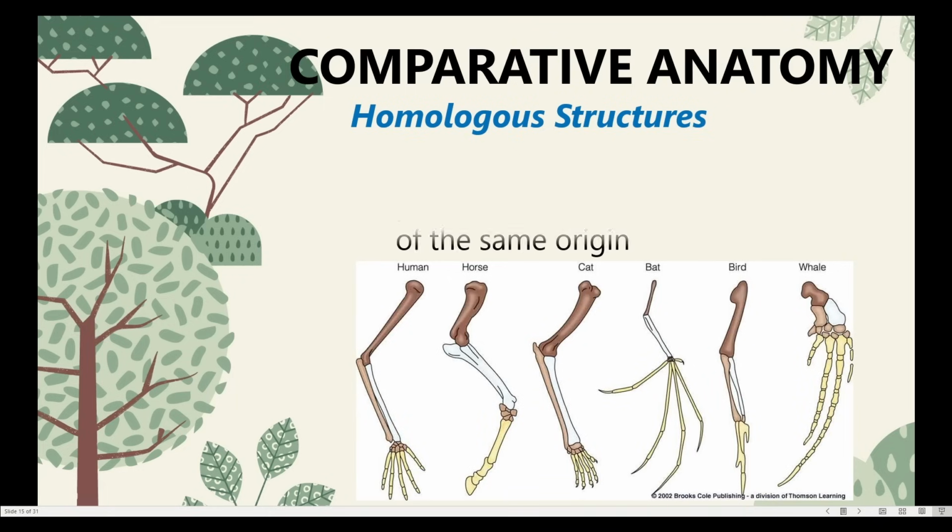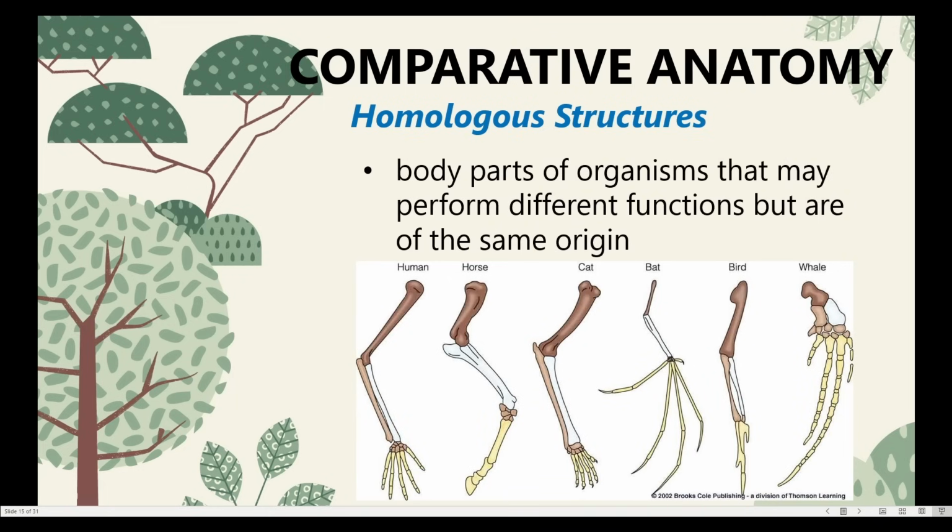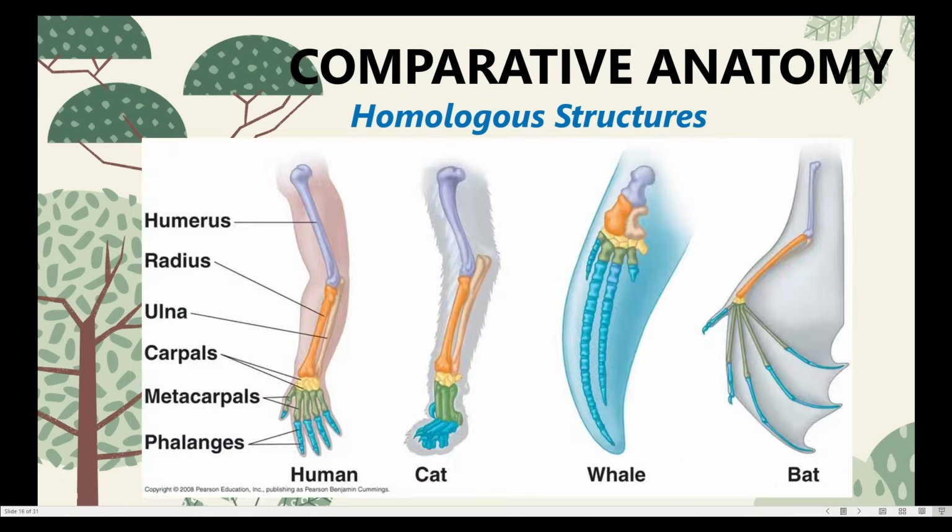Homologous structures are body parts of organisms that may perform different functions but are of the same origin. So, bakit natin nasabi na the same origin? Kasi, makikita natin na kahit iba-iba yung functions nila, yung mga parts nila, yung mga segments nila halos parehas. So parang sa tao, meron tayong upper arm, meron tayong lower arm, meron tayong wrist, meron tayong palm, meron tayong fingers. Cats, whales, and bats have similar features. Although, the limbs of cats, whales, and bats have different functions.